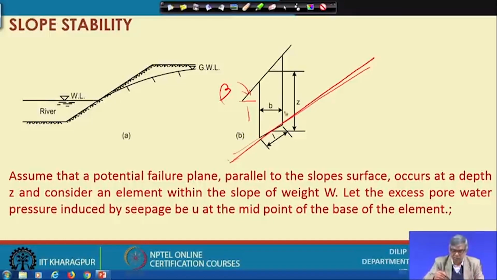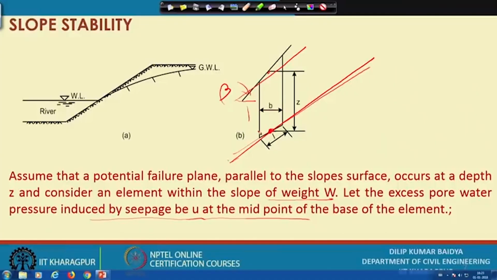Suppose this is not drawn properly. Otherwise this should have been a little flatter, parallel to this, and it occurs at a depth z. That means from midpoint to midpoint is depth z, and the element of the slope has weight W. Let the excess pore water pressure induced by seepage be u at the midpoint. Because of this flow, the seepage pressure will be different everywhere, and suppose you have considered a small element; in that element, what is the pore pressure? At this failure plane point, the pore pressure is u. Based on that we can do the analysis now.